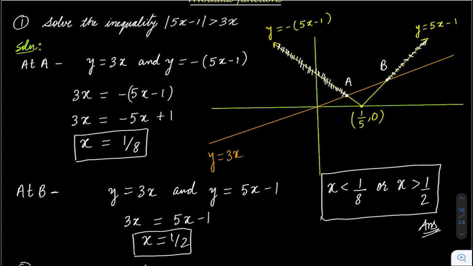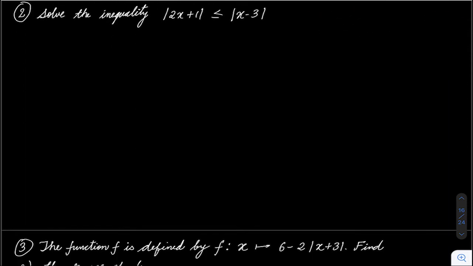Because whenever x is between 1 by 8 and half, my 3x graph is above the modulus graph. So whenever they say mod value of something is greater than 3x, it means the graph should be above the graph of 3x. So I hope everyone is clear. Okay, let's go to the next question.